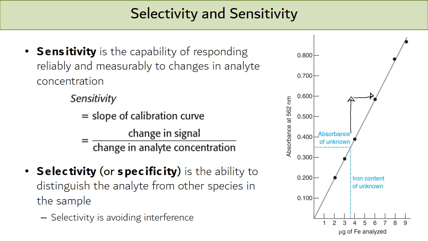Now, alternatively, there's selectivity, which is sometimes called specificity. And this is the ability to select a particular species, the analyte, out from all the other species in the sample. What that means is avoiding interferences, so that there won't be other things present that will cause you to get a response or a signal.